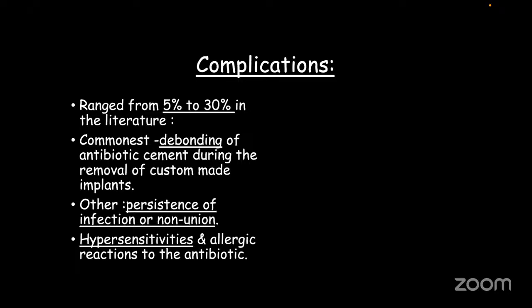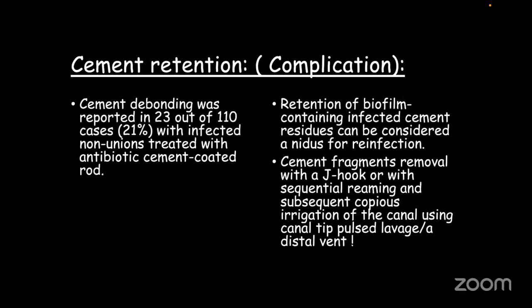The complications range from 5 to 30% in the literature, and the commonest is debonding of the antibiotic cement during the removal of the custom-made implant. Others were persistence of infection or non-union. And lastly, hypersensitivity and allergic reaction to the antibiotic. Cement retention is a known complication while you're removing the antibiotic nail. Cement debonding was reported in almost 21% of infected non-unions treated with antibiotic coated rod.